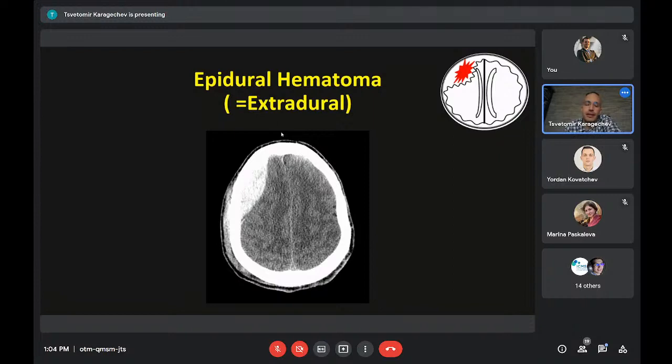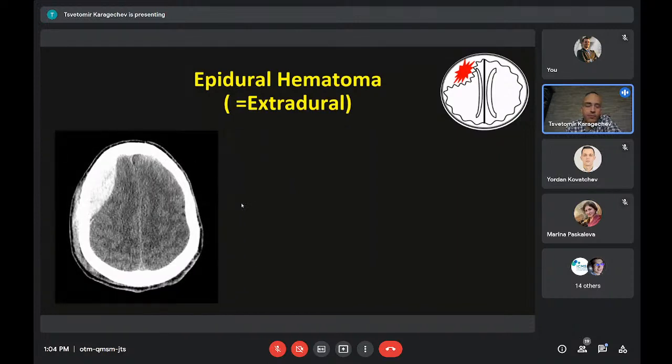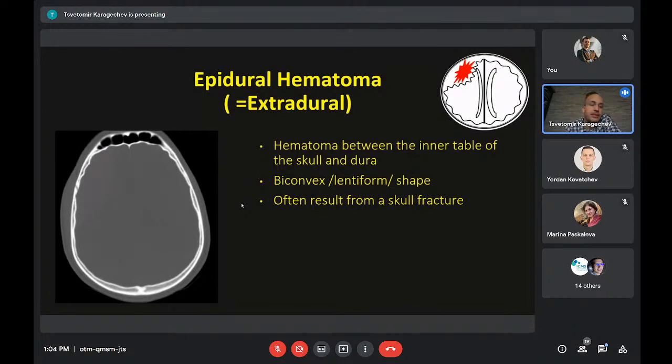Here you can see a nice example, a hyperdense lesion along the brain convexity, and this is an epidural hematoma. There are a couple of important characteristics of epidural hematoma. As I said, it occurs between the inner table of the skull and the dura. This is basically a subperiosteal hematoma. It has a typical shape. It's biconvex or lentiform. It often results from a skull fracture, as in this case. So here you can see this linear fracture. Now I'm sure you can see it.